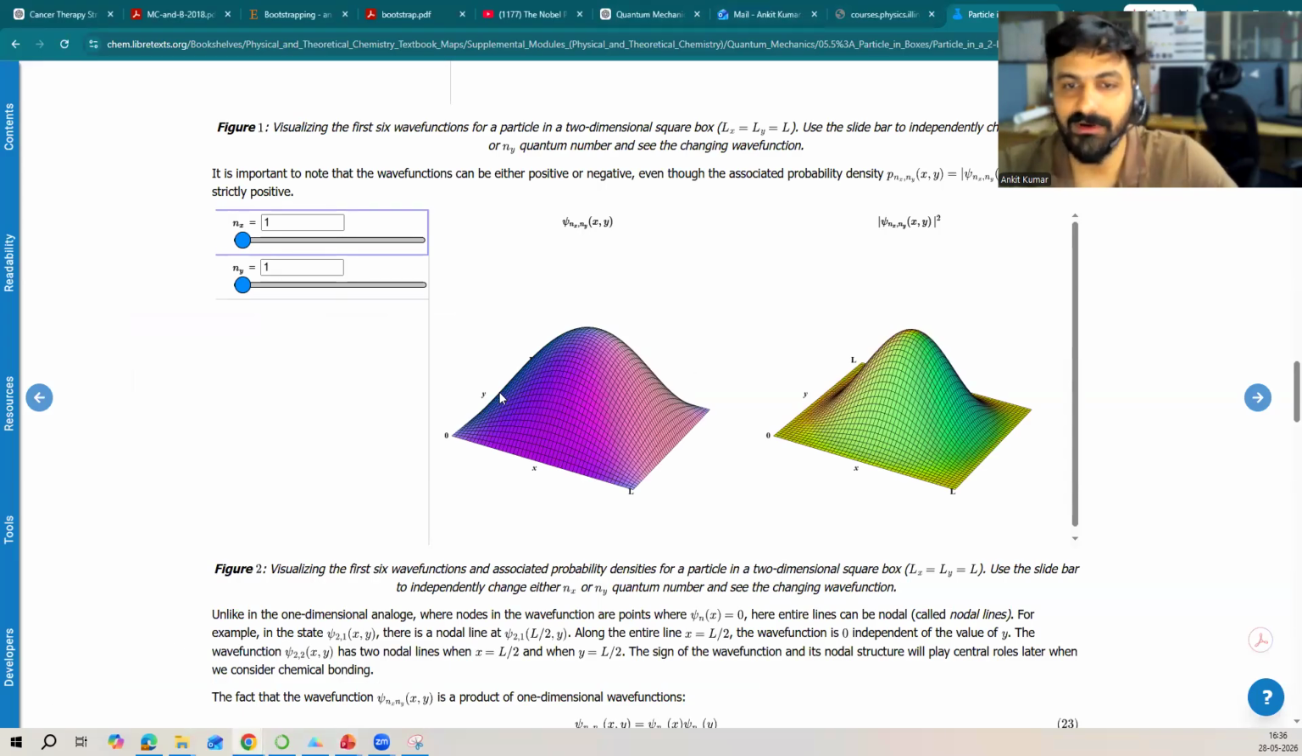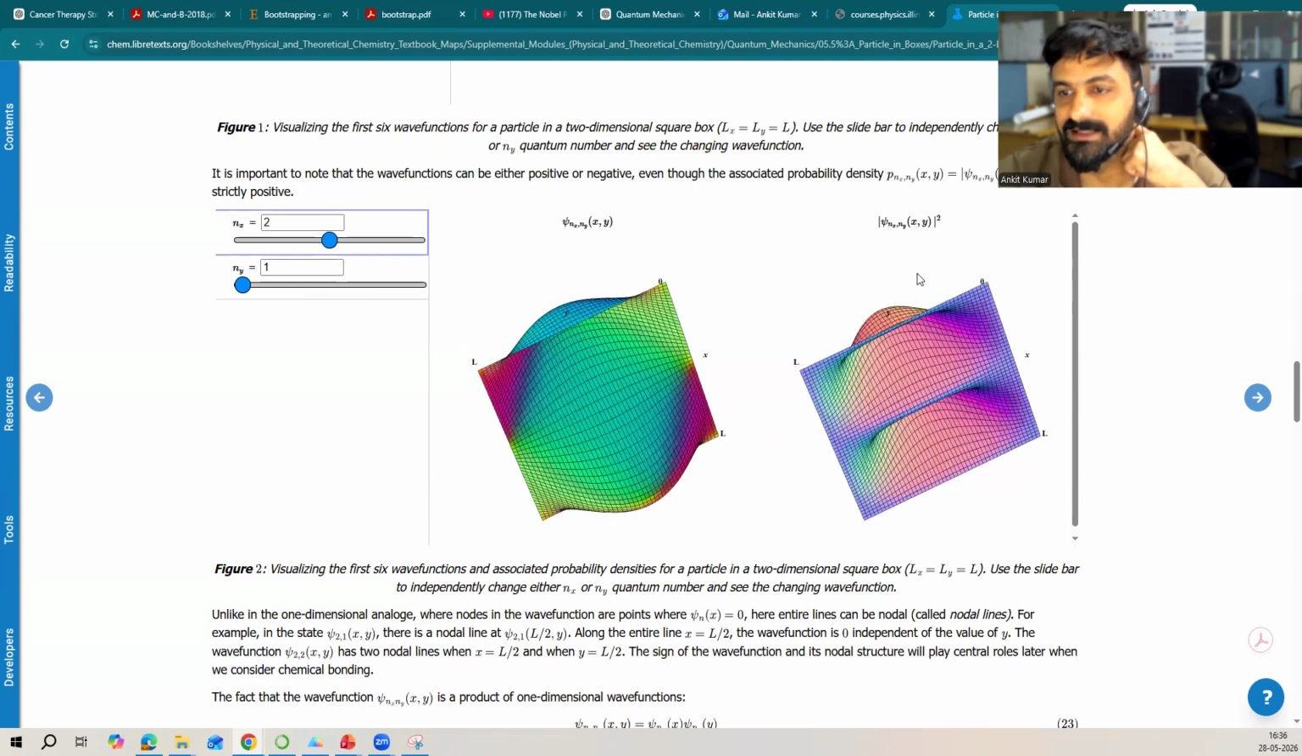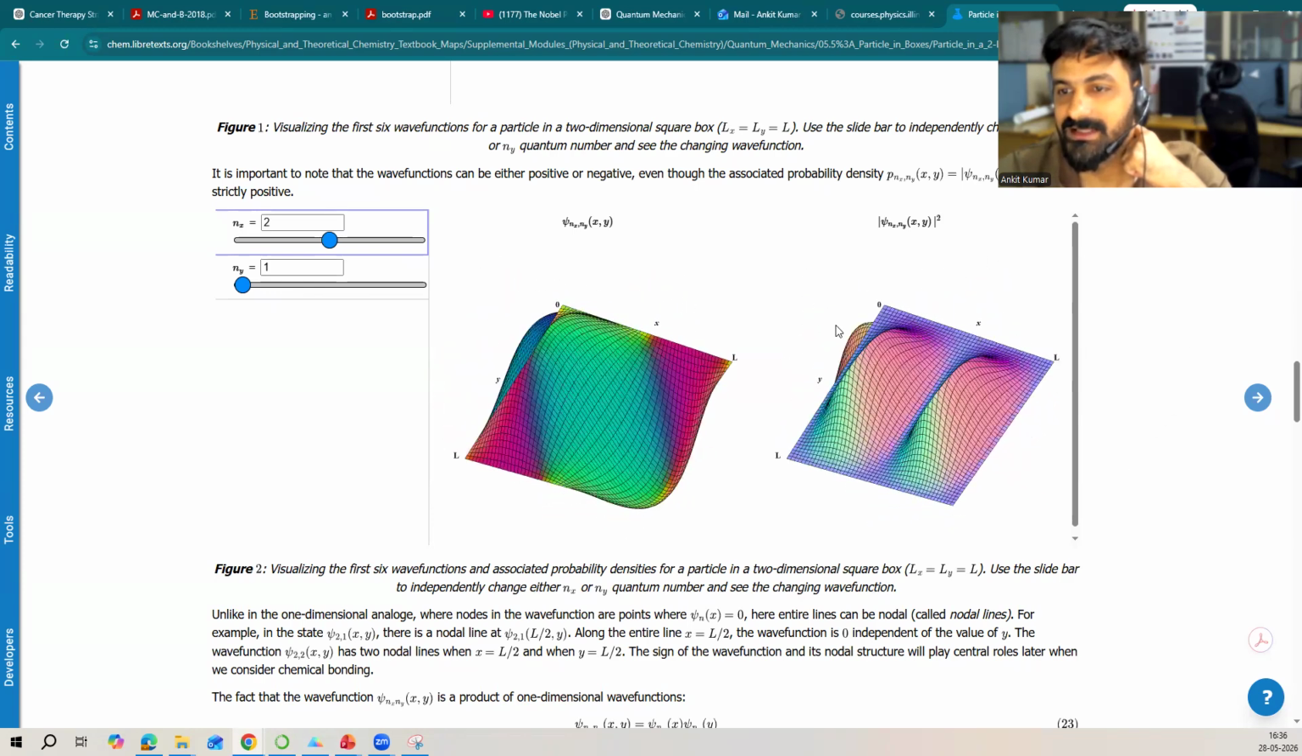So this is the plot that you can see here. Is that clear? Here, if I change the values of nx and ny, you can see this plot will vary. This first plot is for the wave function, and the second plot is for the probability density. Let's say nx is 1 and ny is 1, then it looks like that. If I set nx to 2, you see it changed. Now the wave function is a kind of complete sinusoidal shape, and again the probability density looks like that. So this is how it looks.